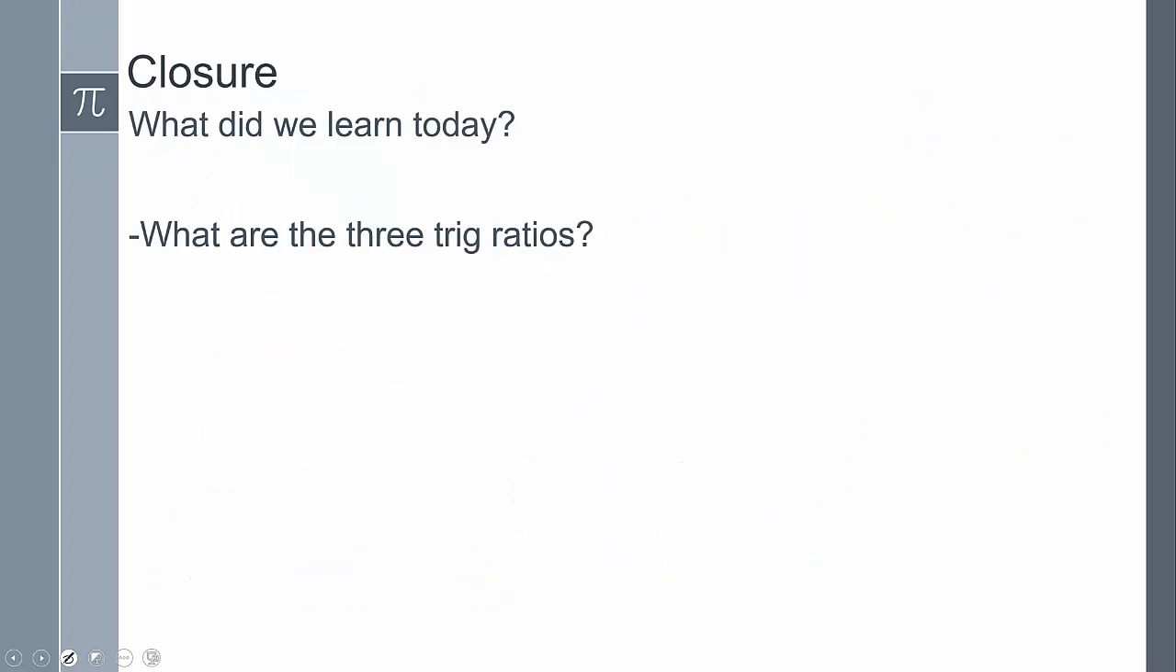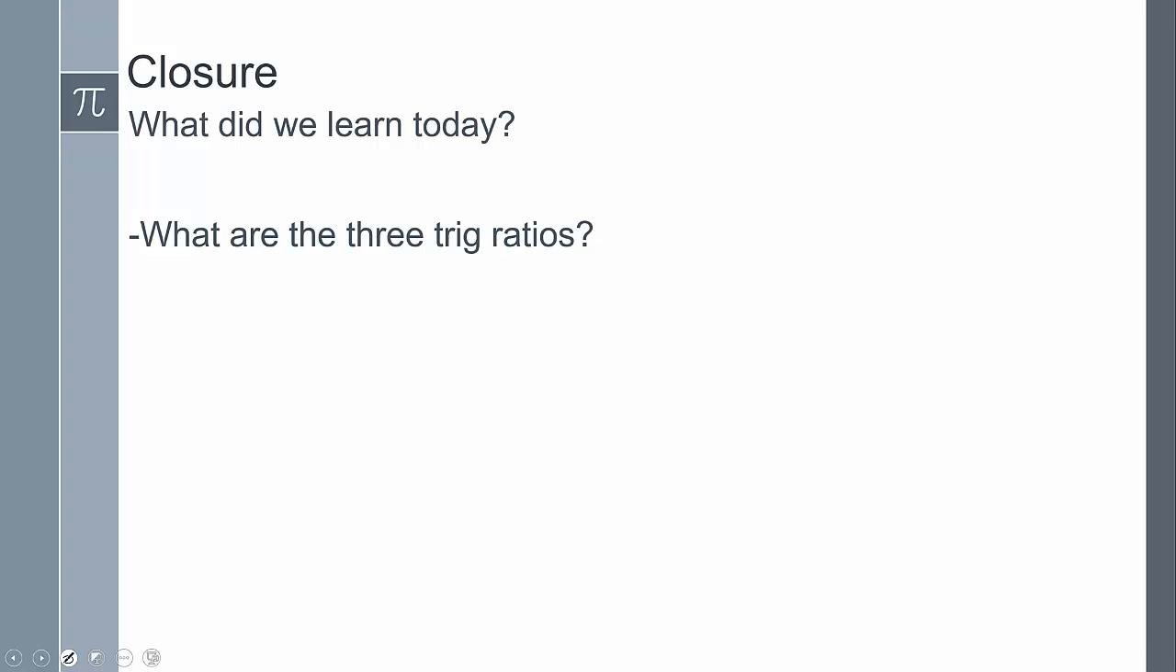So let's conclude this lesson. What did we learn today? Well, we talked about the three basic trig ratios, sine, cosine, and tangent, how to find what that ratio is using a right triangle. And then in an instance where we have a right triangle and there's missing information, in this instance the side, we could actually find what that missing side is by using one of those three different ratios.